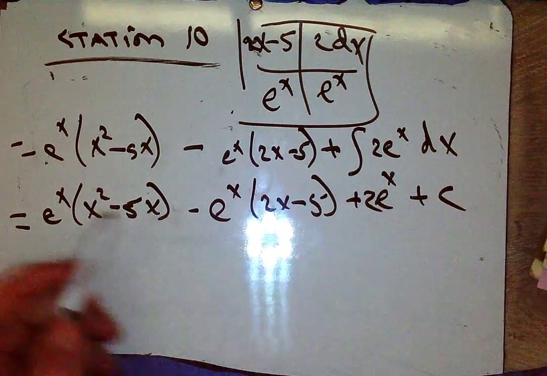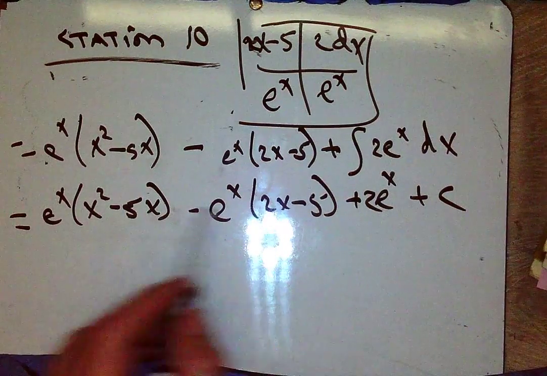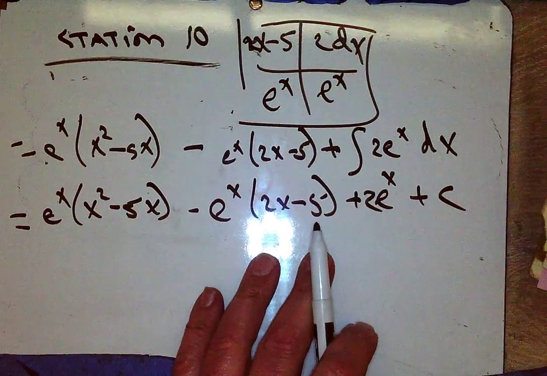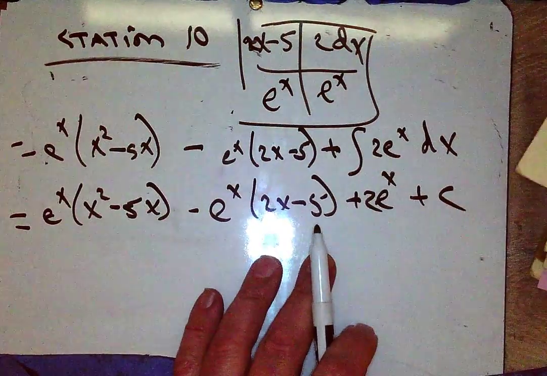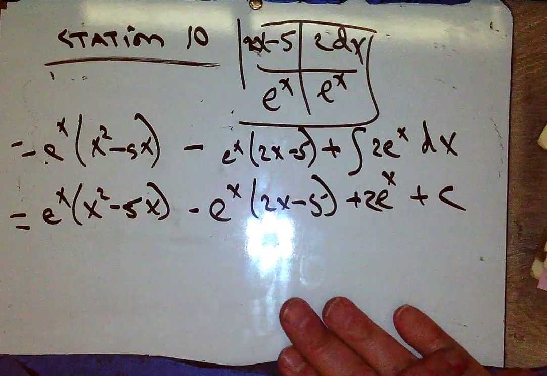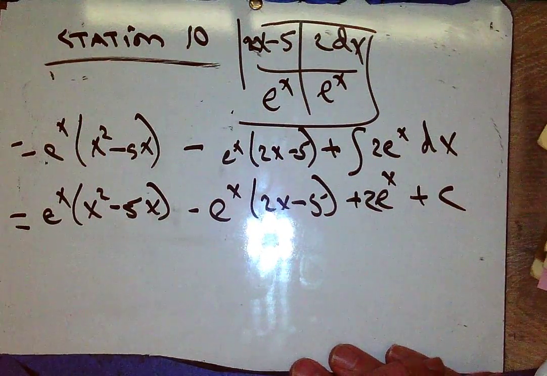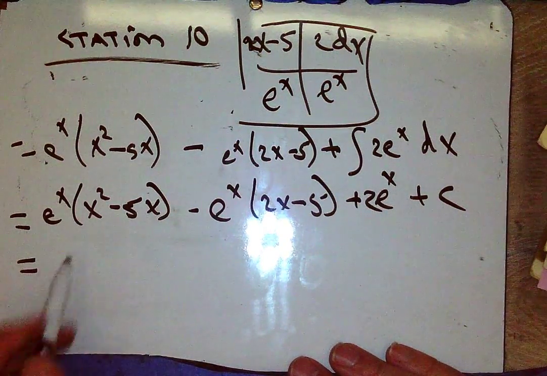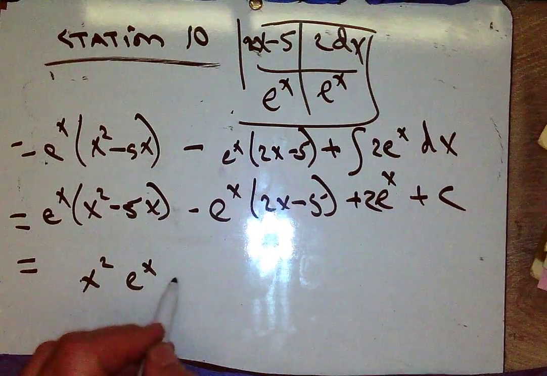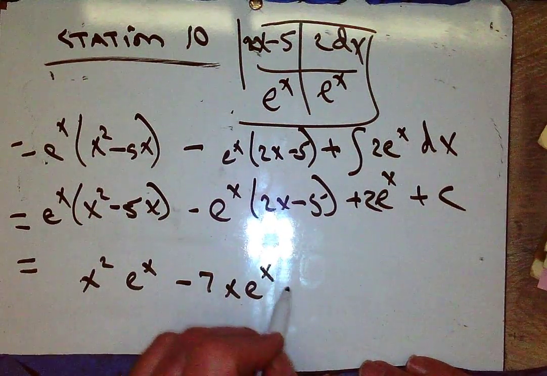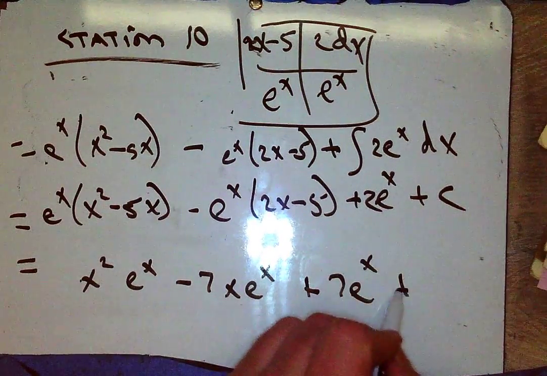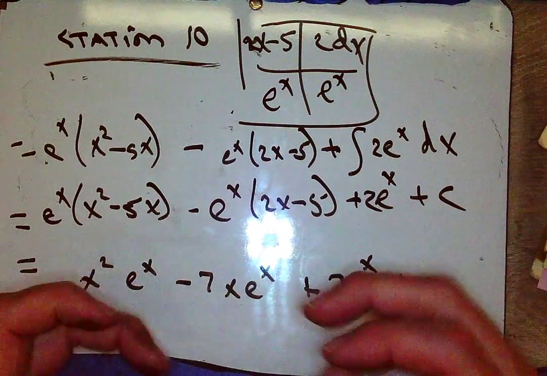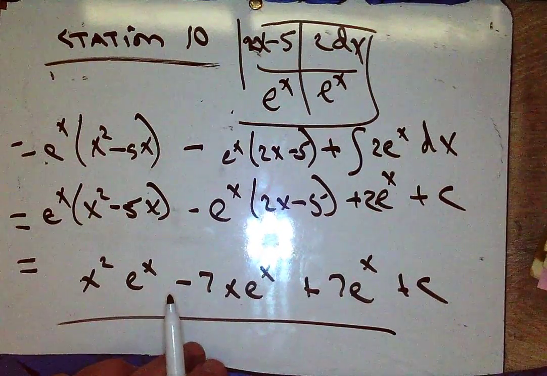And there we go. I would say that there's some value in doing the distributing and combining like terms. And that's certainly what I would see if I were doing the multiple choice portion of the AP exam. And when I did that, I ended up with x squared e to the x minus 7x e to the x plus 7 e to the x plus c. When you distribute and combine like terms, I believe you should end up with it.